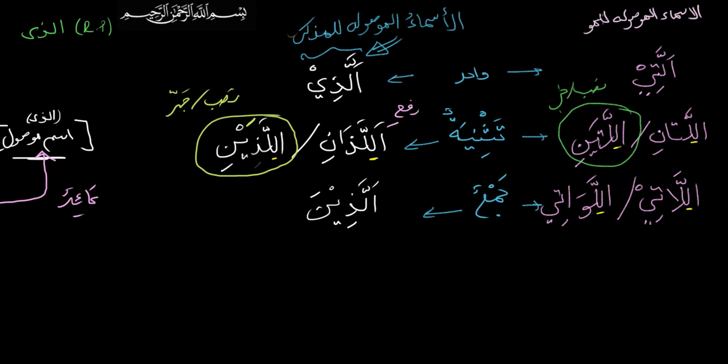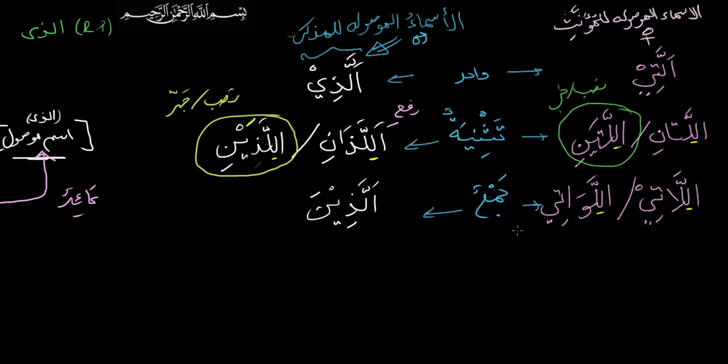Lil muannas. Okay, that's for women, and this side is for men. So that's it. So that's أسماء موصولة للمذكر، أسماء موصولة للمؤنث. الذي، اللذان، اللذين، الذين، التي، اللتان، اللتين، اللاتي، اللواتي. Okay, so you have to memorize those.